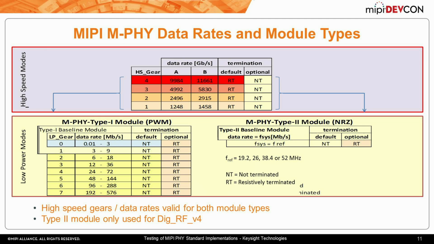Almost always it's got a resistive termination here. There is an optional non-terminated mode for those, but I don't think that gets used that much in the high-speed modes.